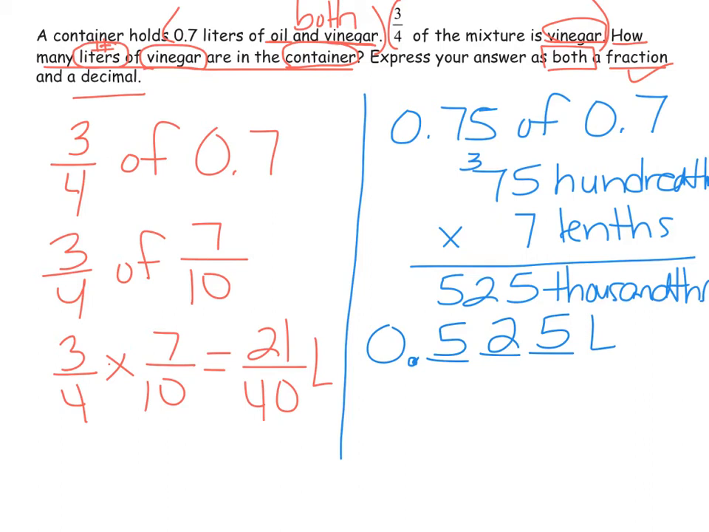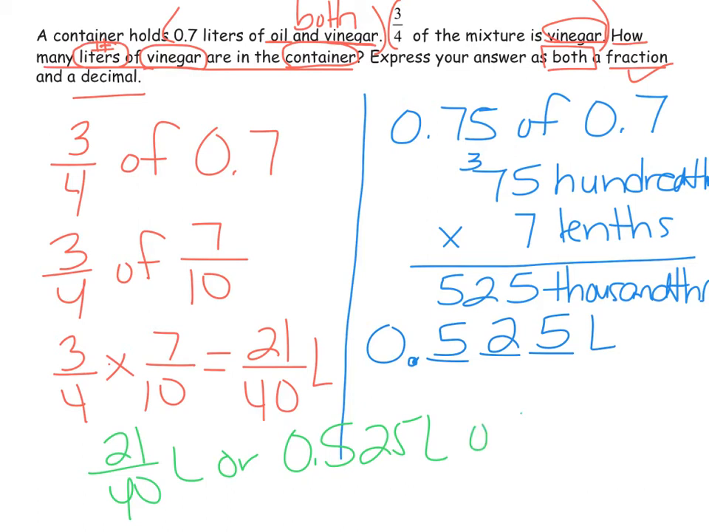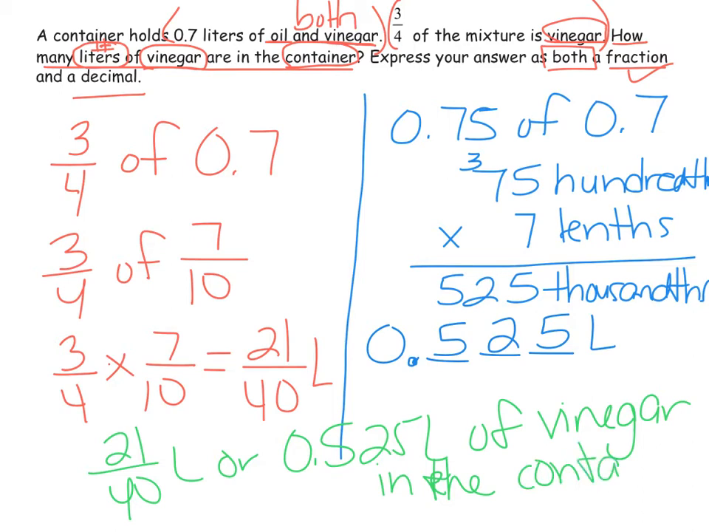So we have 21/40ths of a liter, or 0 and 525 thousandths of a liter of vinegar in the container. Make sure you showed all your work.